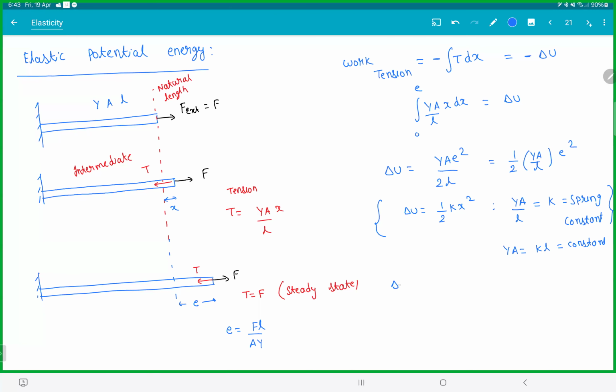Or you can also write delta U is half Y A E by L into E. This is half into F E. Have a look at this. Let me show it in the next page.